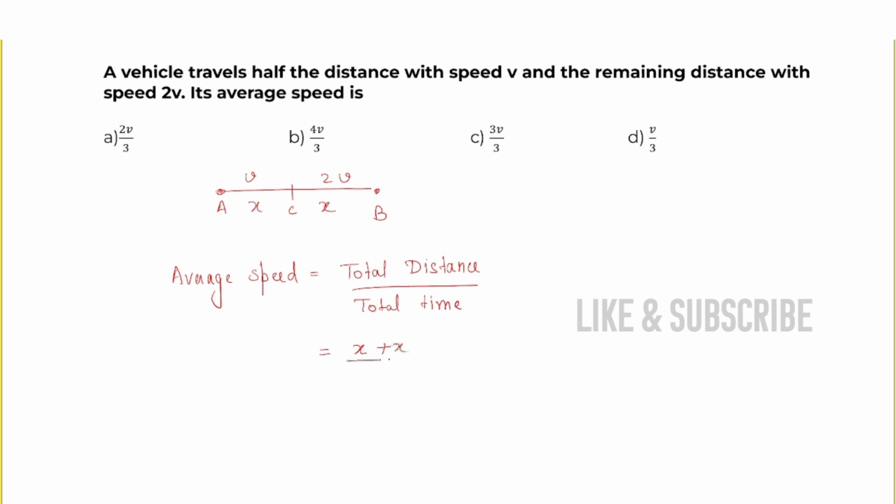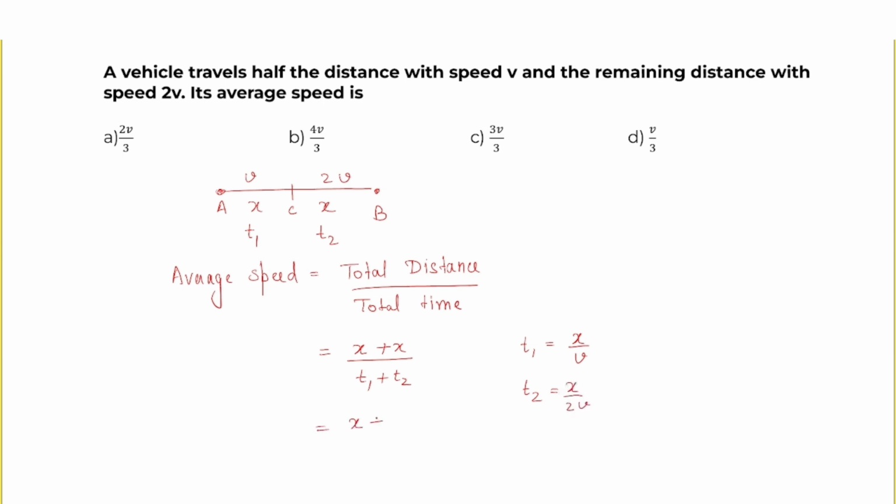To calculate total time, let's say that the time taken to go from A to C is T1 and while going from C to B it is T2. So it will be T1 plus T2. T1 will be equal to distance upon speed, correct? So x upon v, and T2 will be equal to x over 2v. So straight away you can substitute: x plus x over T1, which is x upon v, plus T2, which is x over 2v. Now let's take common out.